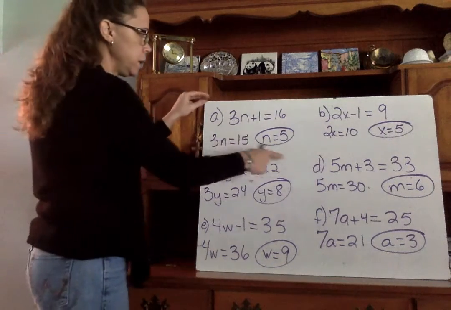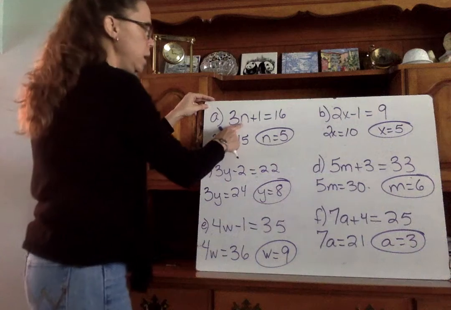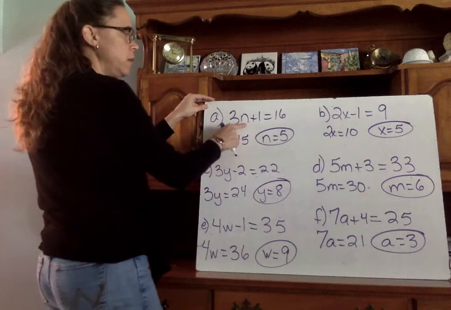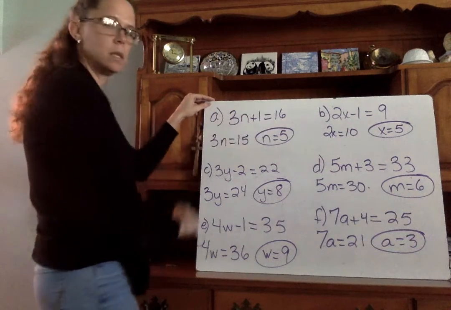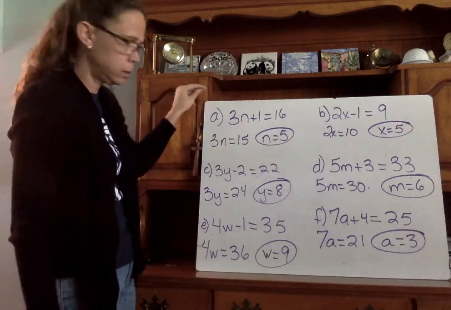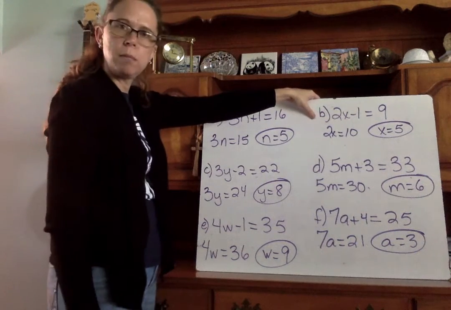Let's check ourselves. Put 5 back in for n. 3 times 5 is 15, plus 1 is 16. 16 is equal to 16. That is correct. B, 2x minus 1 is equal to 9.